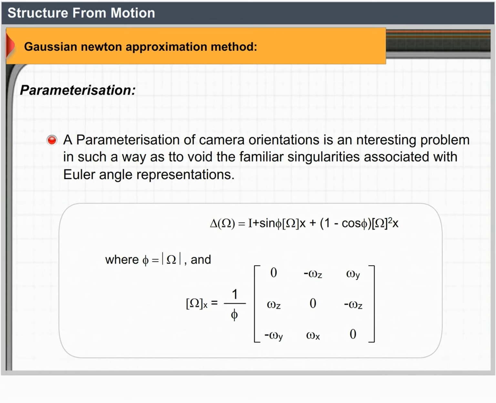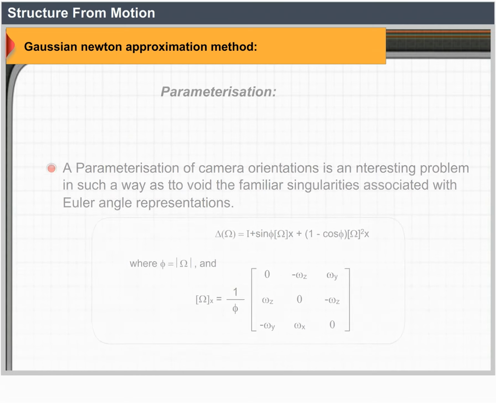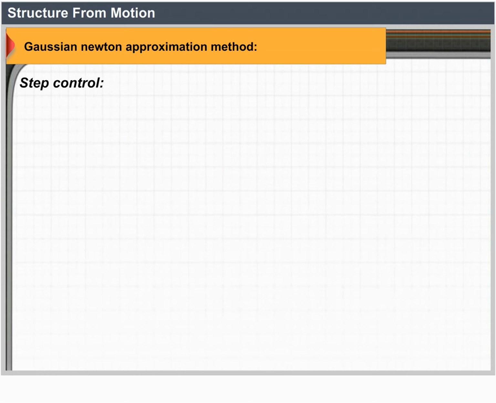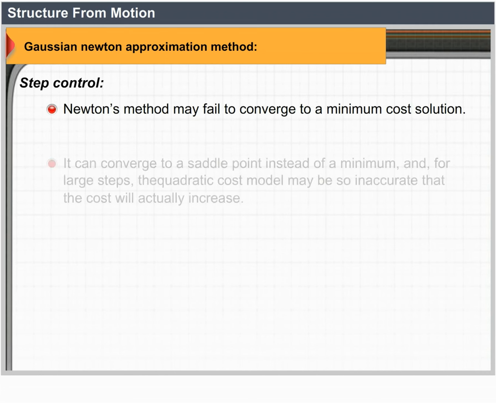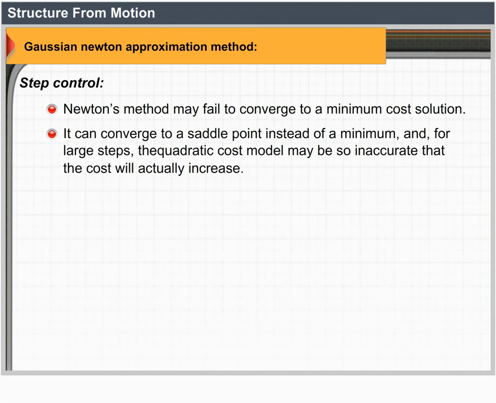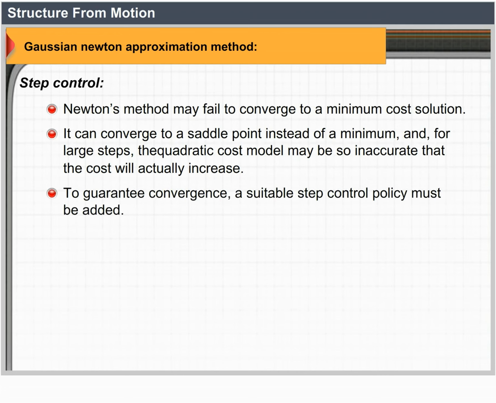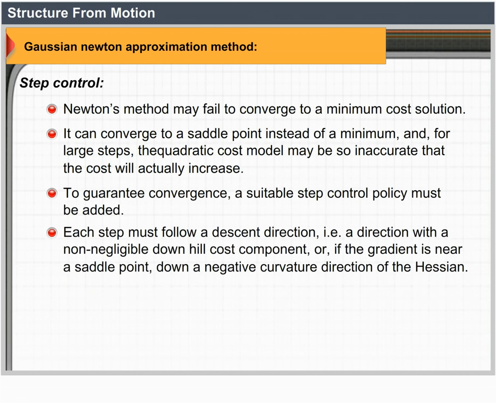Step control. Newton's method may fail to converge to a minimum cost solution. It can converge to a saddle point instead of a minimum, and for large steps, the quadratic cost model may be so inaccurate that the cost will actually increase. To guarantee convergence, a suitable step control policy must be added. Each step must follow a descent direction, that is, a direction with a non-negligible downhill cost component, or if the gradient is near a saddle point, down a negative curvature direction of the Hessian.